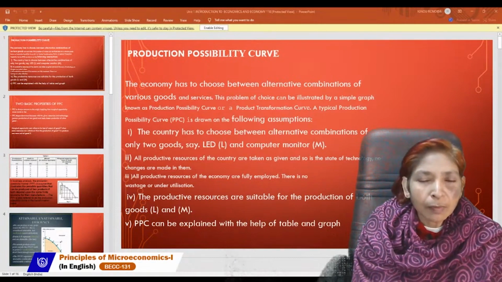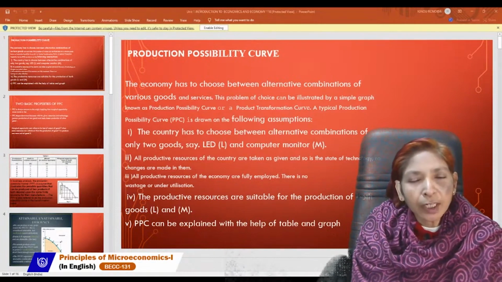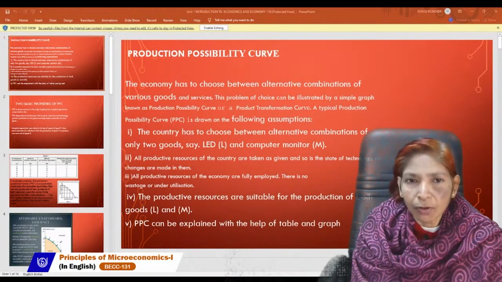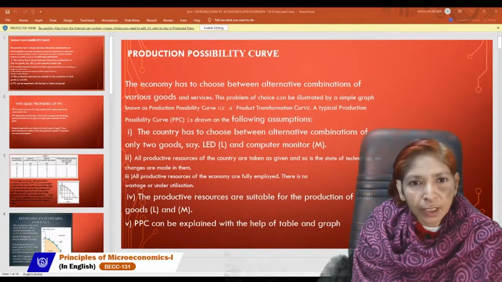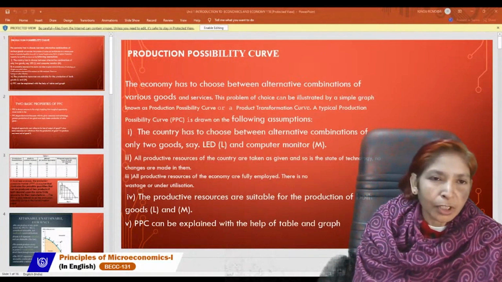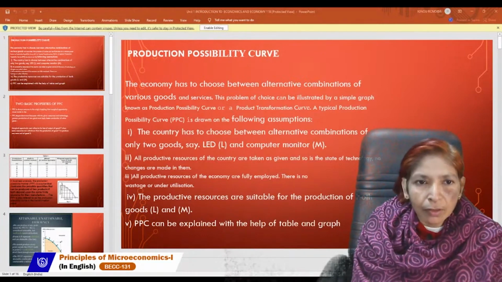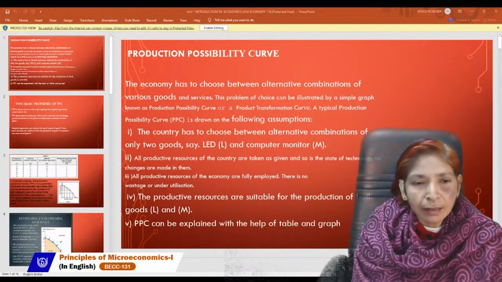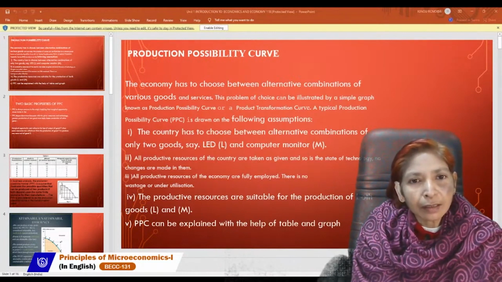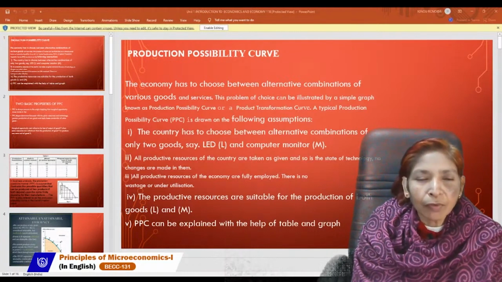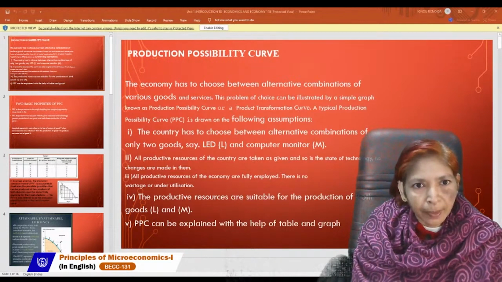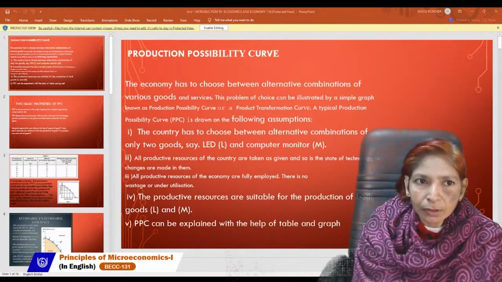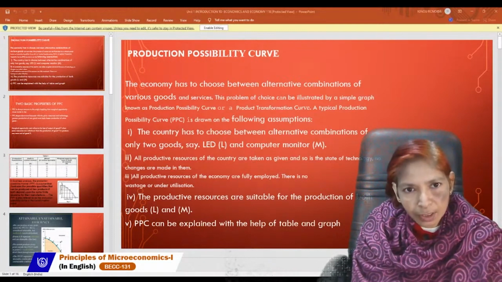If we increase the production of cloth, then wheat production will definitely fall. And if we increase the production of wheat, then cloth production will definitely fall. What is the reason behind this? The reason is that resources are limited. We have only four resources for the production of both goods. Either we can use the four resources in the production of cloth or in the production of wheat.